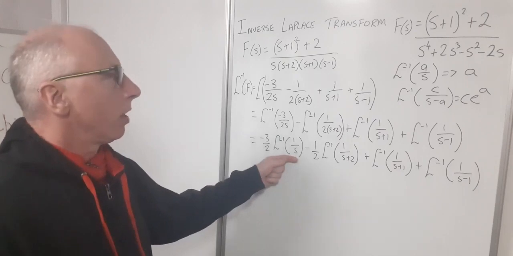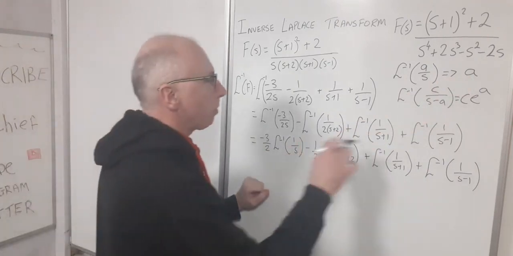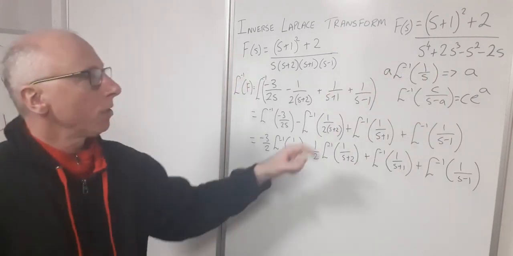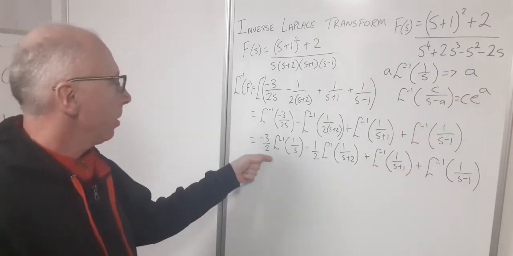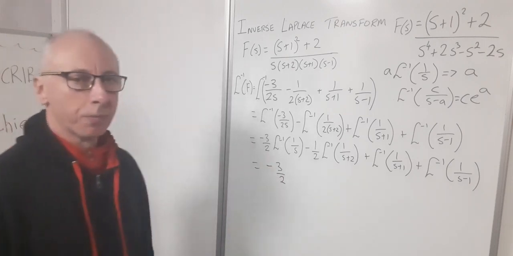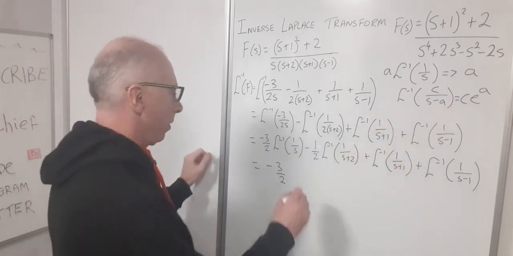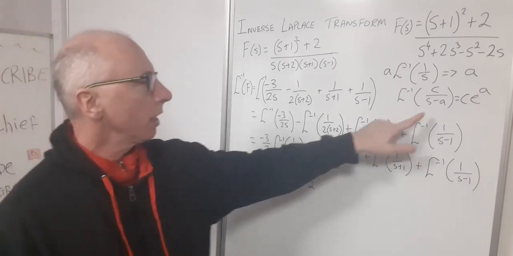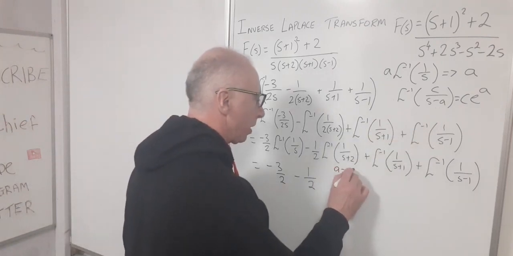So looking at this one, I've just got my a here, which is for 1 over s. Same with this situation here. I could take my a out, change that to a 1, and my result will then still be a. So this is the situation I've got here. This one here will now just be minus 3 over 2, so that takes care of this one. This one here I've got a constant, which is minus 1/2. So I could write that as minus 1/2. And for 1 over s plus 2, here my a is minus 2. So a equals minus 2.